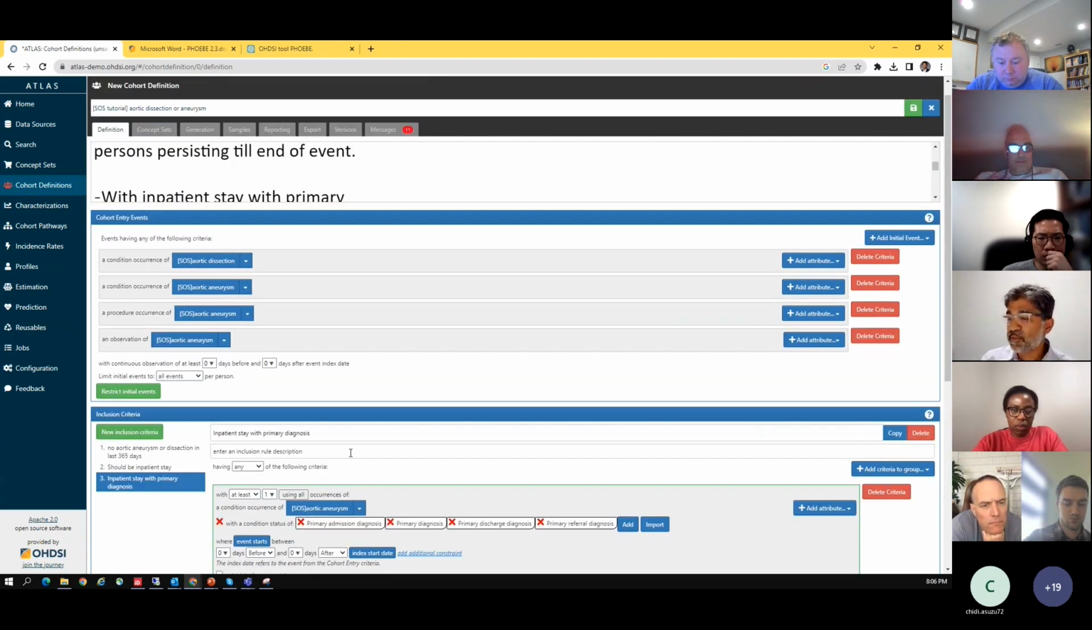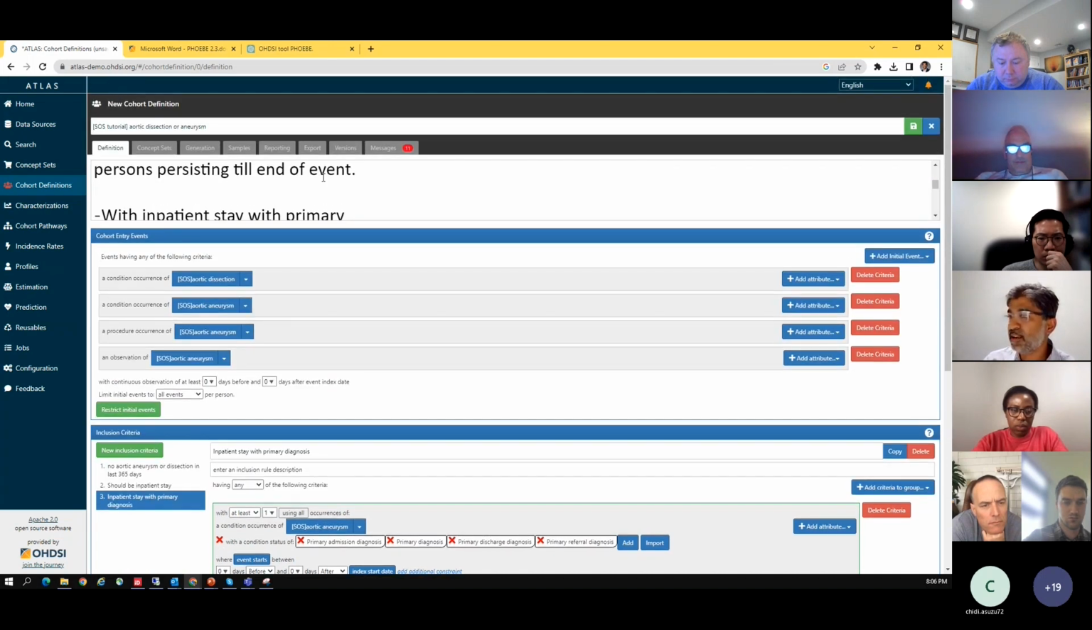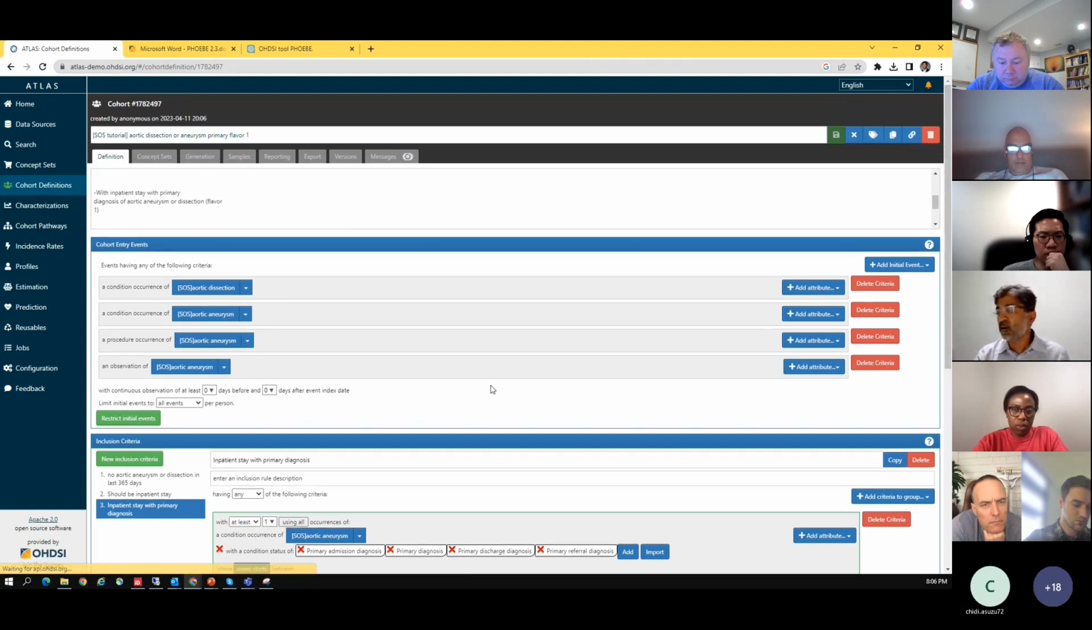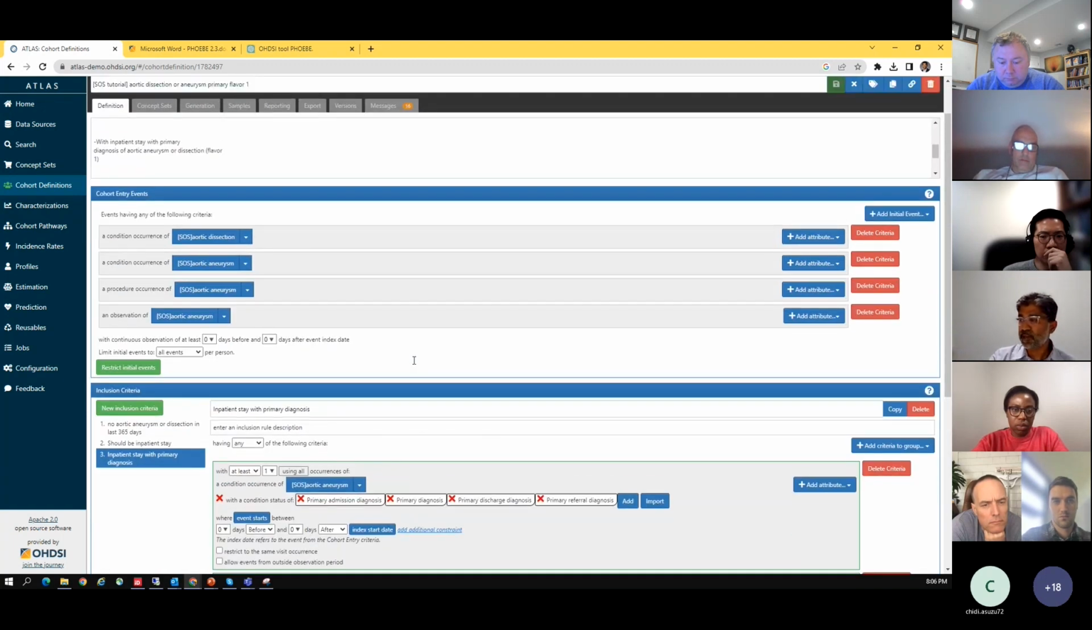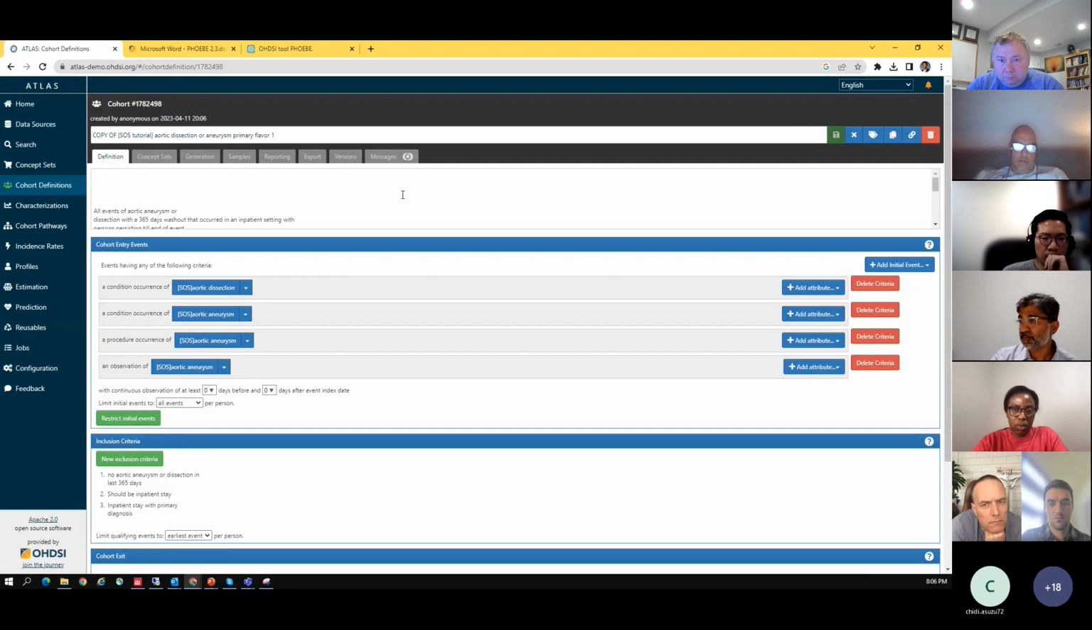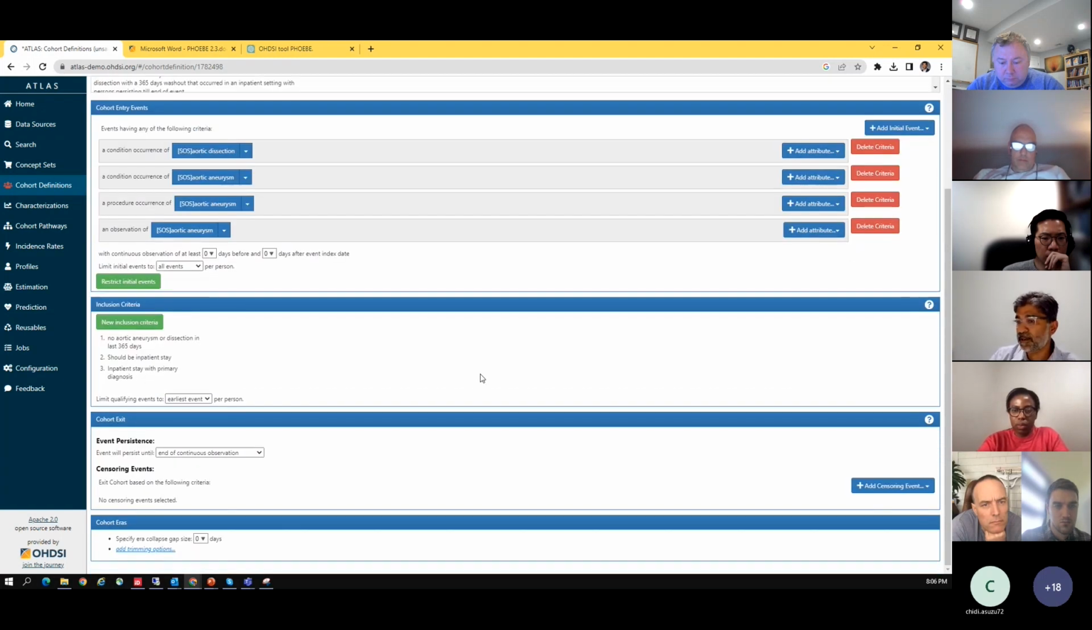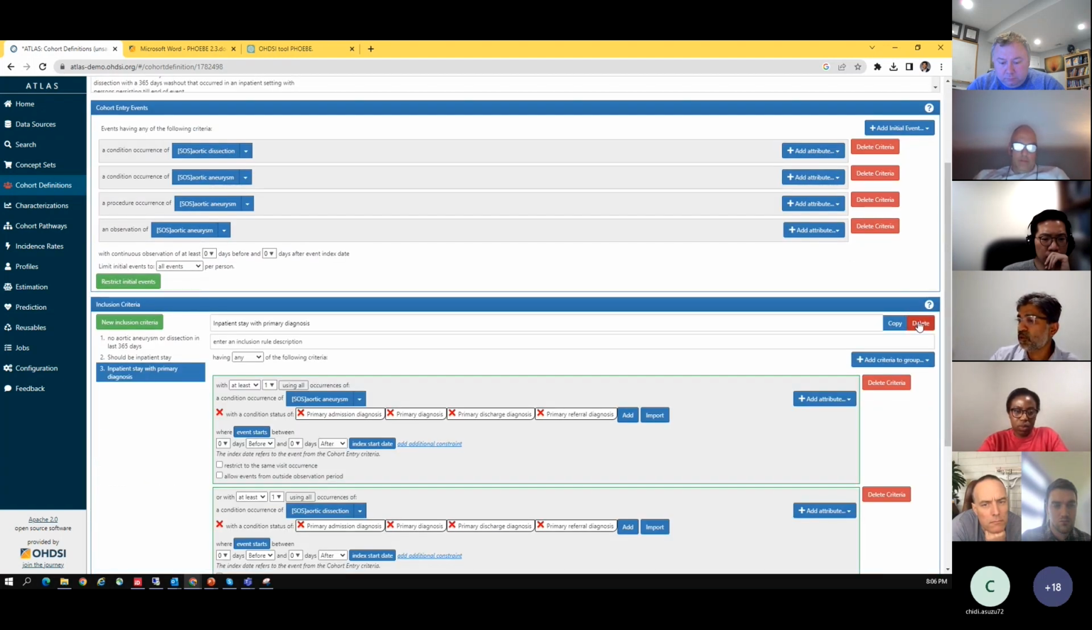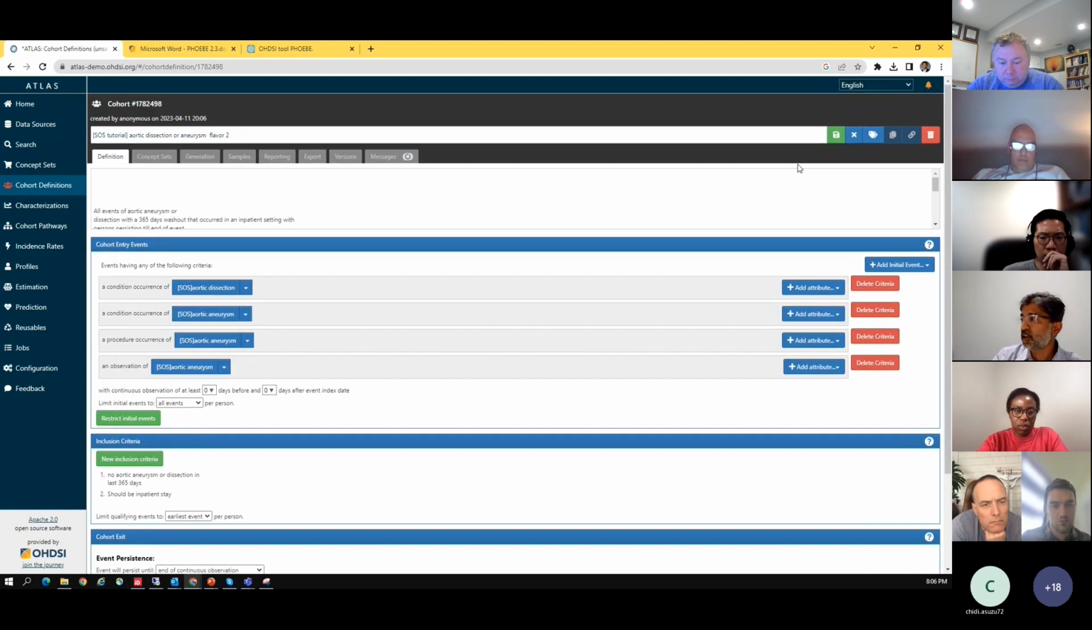So if we want the primary position, that's my definition when I say primary. And this is my flavor 1. Now, I need 2 flavors, one with the primary position, another without the primary position. So I'm just going to copy this and say flavor 2. And I'm going to remove the primary here because I want one without primary. I'm just going to remove this rule. And there I have my 2 cohort definitions built.